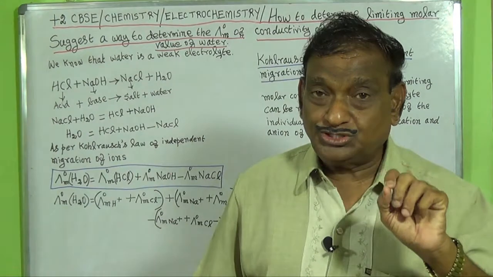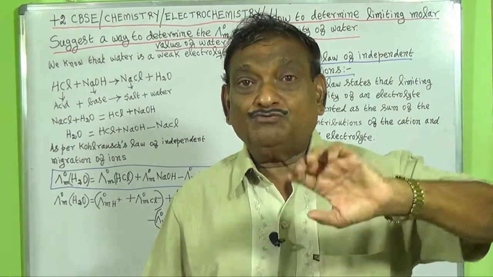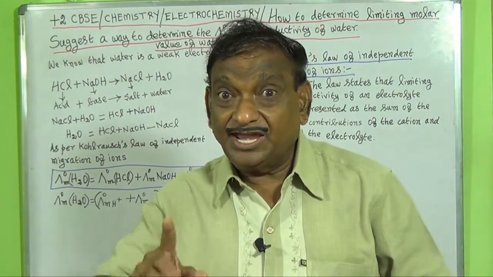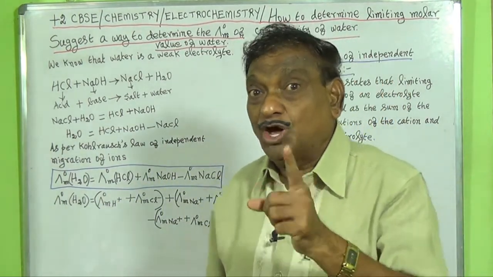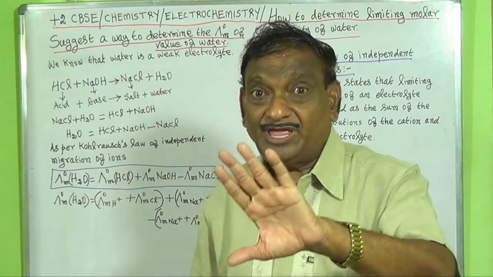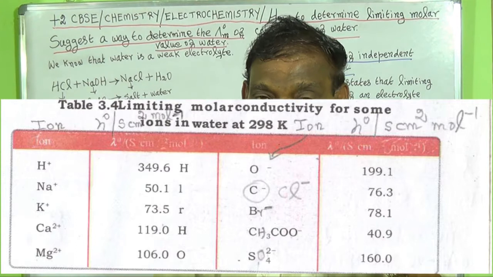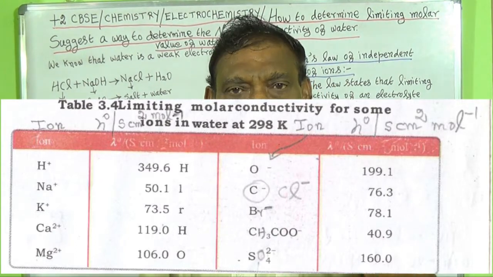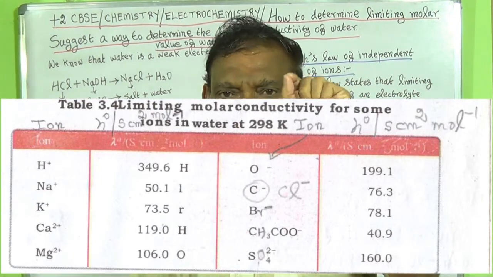Kohlrausch examined limiting molar conductivity for a number of strong electrolytes. We can get the information for the limiting molar conductivity of the cations and the anions from the table given. If you see the table, you can understand what the limiting molar conductivity values of the cations and the anions are.